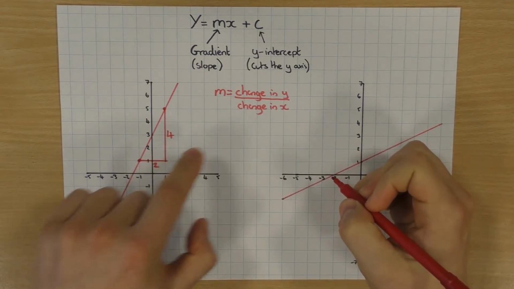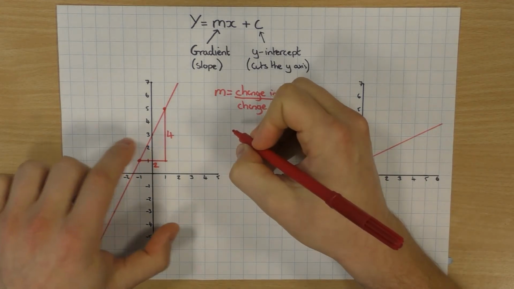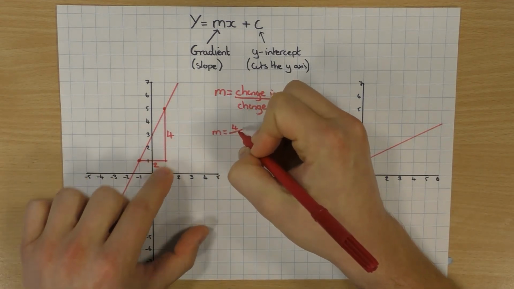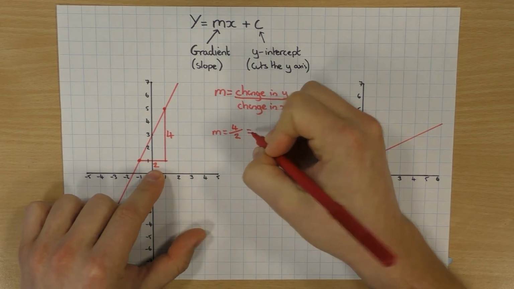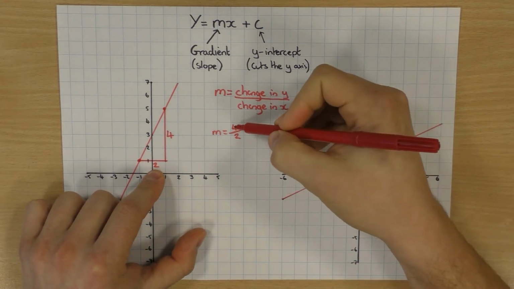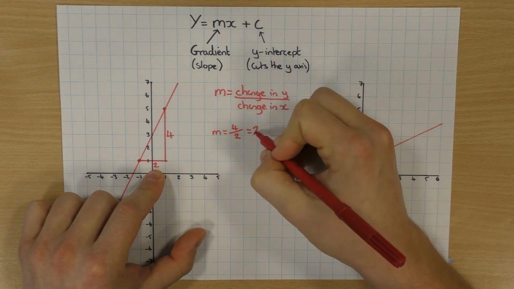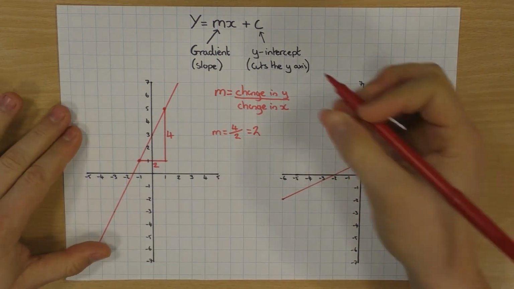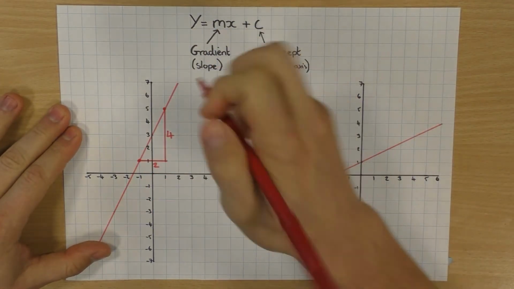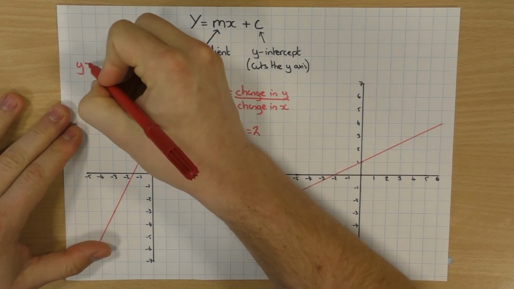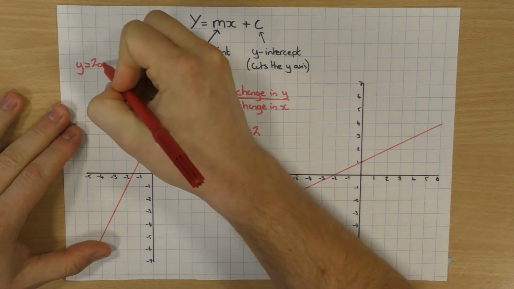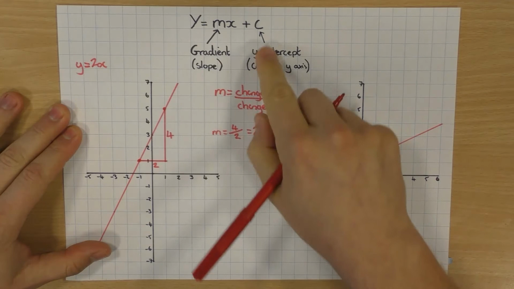Then all I do is put those values into this formula. So for this one here, m equals 4, which is the change in y, divided by the change in x. Obviously, simplify it. So 4 divided by 2 is going to give me 2. So the gradient of this line is 2. So what I can do is substitute that into our general formula here. So y equals, I've now worked out that m is 2, so 2x. And then where does it cross the y-axis?